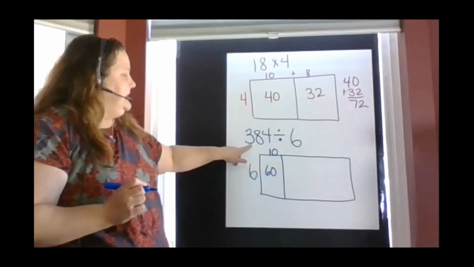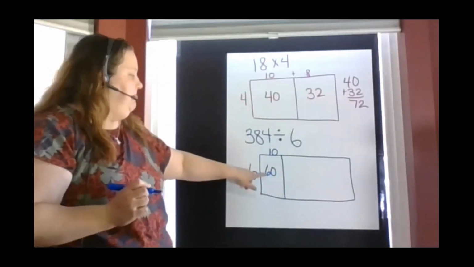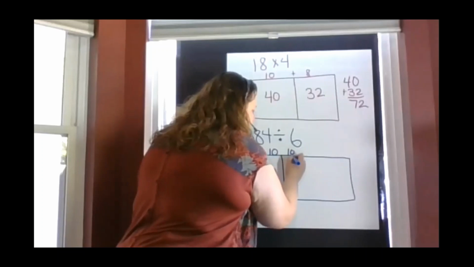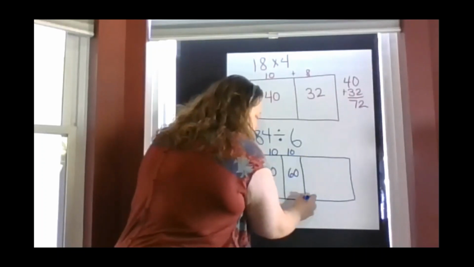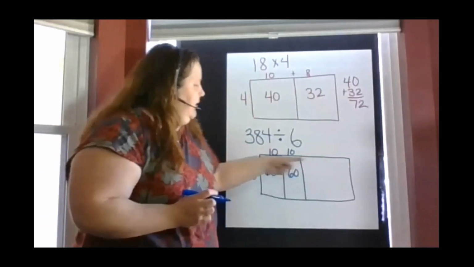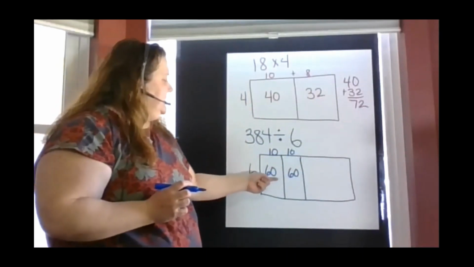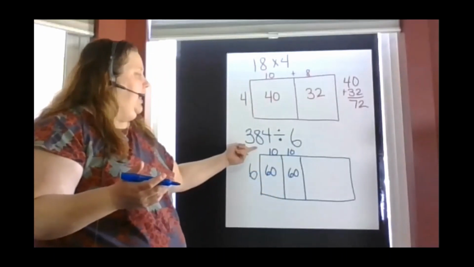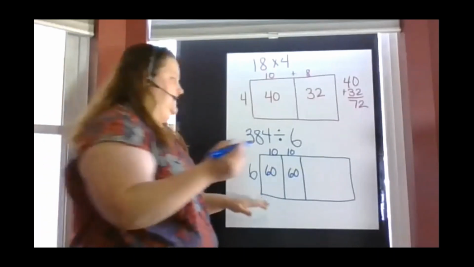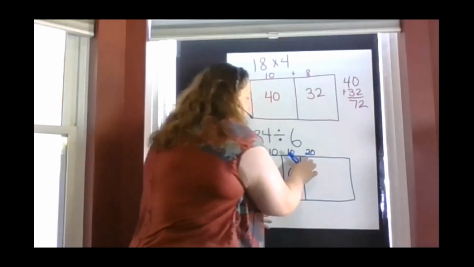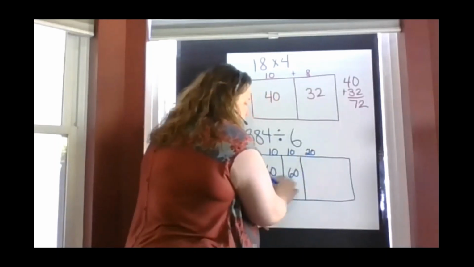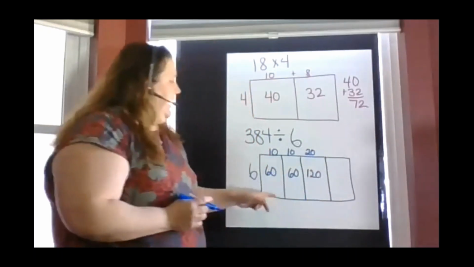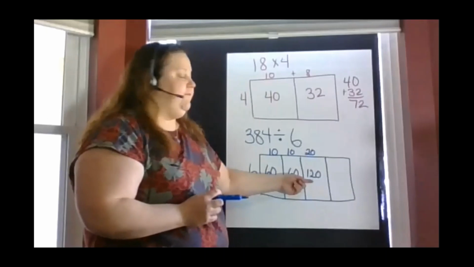So I can think about, I'm already at 60 and I need to get to 384. So I could do another 60. So the area that I want this to make is 384, 60 and 60, I'm at 120. Geez, I still have a ways to go. I'm going to say 20 this time. 20 times 6, or 2 of these, right, is 120. So now I'm at 240.